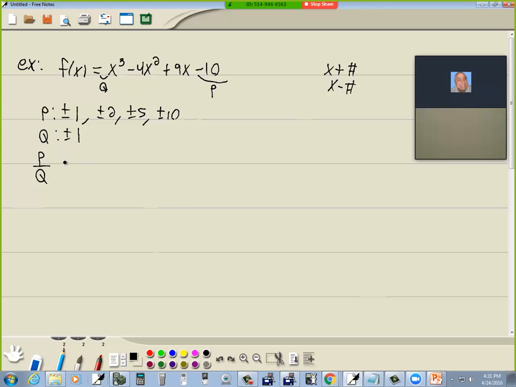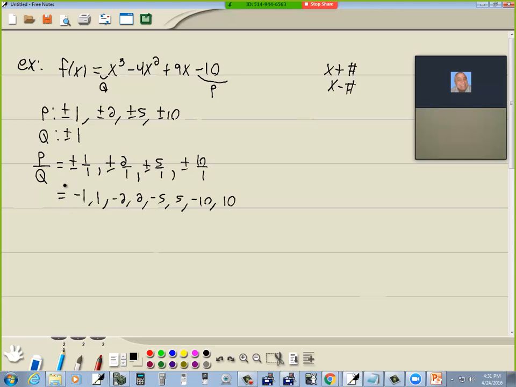So then we'll have p over q. So we'll take each value of p and put it over q. So we got plus or minus 1 over 1, plus or minus 2 over 1, plus or minus 5 over 1, plus or minus 10 over 1. Which means I got negative 1, positive 1, negative 2, positive 2, negative 5, positive 5, and negative 10, positive 10.